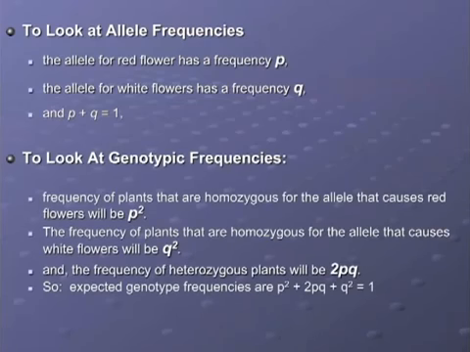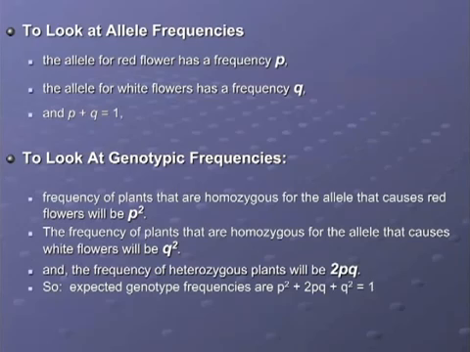So then when you look at the genotypic frequency, you take those, so p and q, remember p is for red flowers, q is for white flowers, to figure out the frequency of plants that are homozygous for the allele that causes red flowers, it will have to be p squared because you have two of them. Then, in order to find the frequency of a plant that's homozygous for white flowers, it would be q squared because, again, two of them, you have to have two q's. You have to have two white alleles for a white flower to be homozygous.